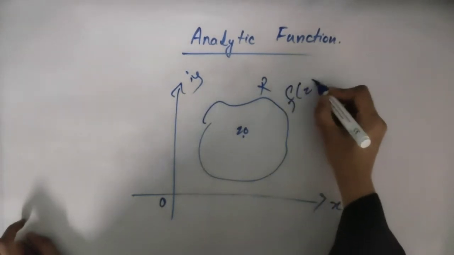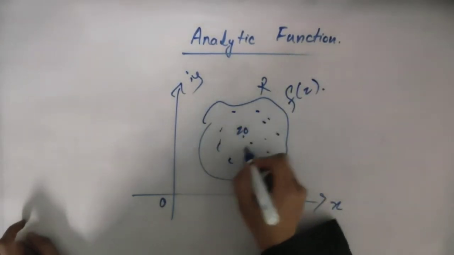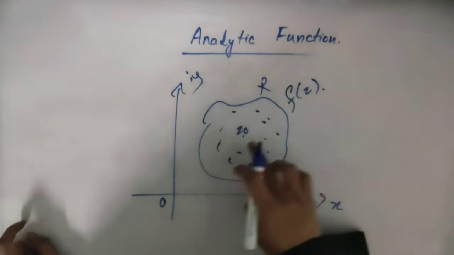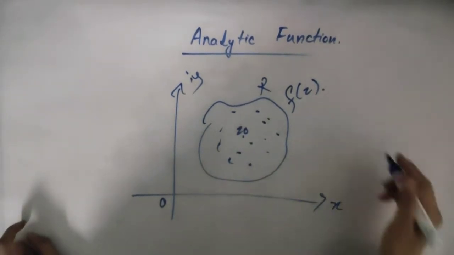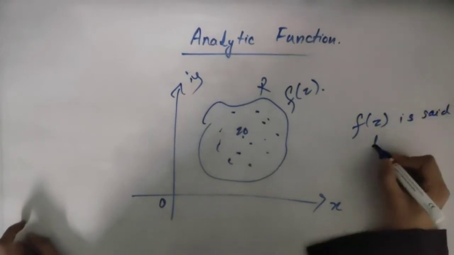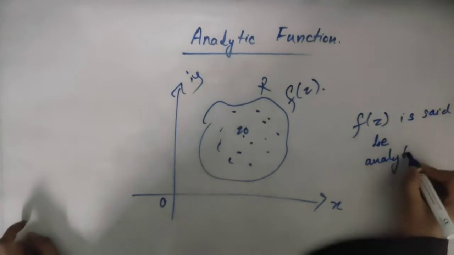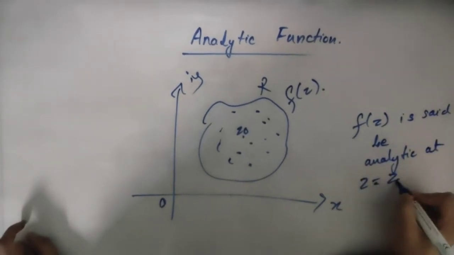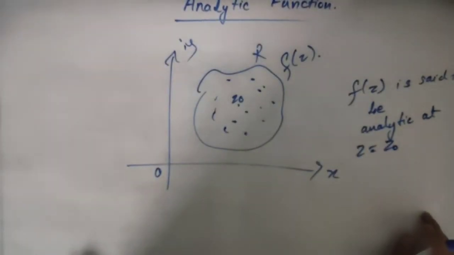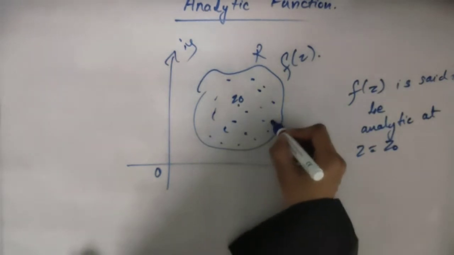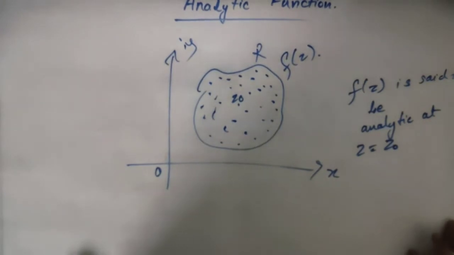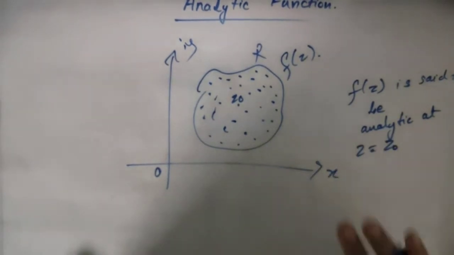You are defining a function f of z for all of these points in the region R, and suppose there is a point z is equal to z0 in this region R, and if your function f of z is differentiable at the point z is equal to z0, then f of z is said to be analytic at z is equal to z0. And also if the function is differentiable at each and every point present in the region R, then the function is said to be analytic in the entire region R.